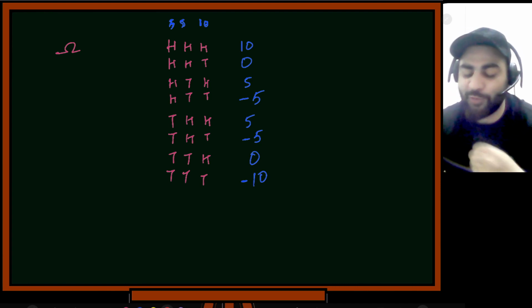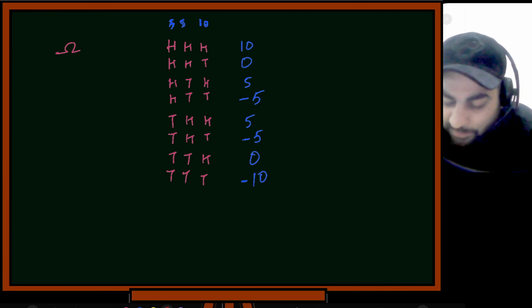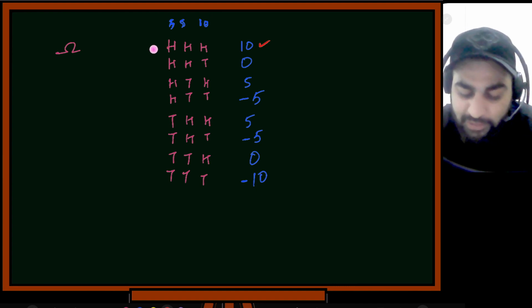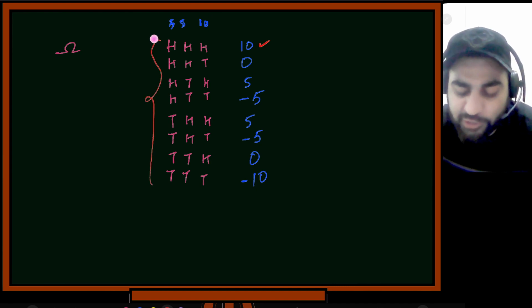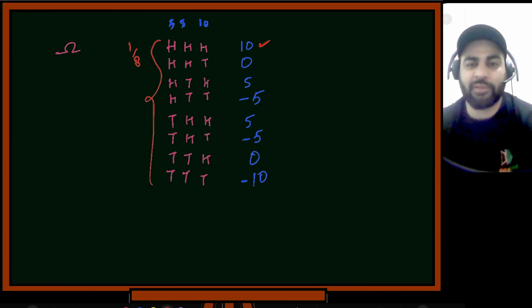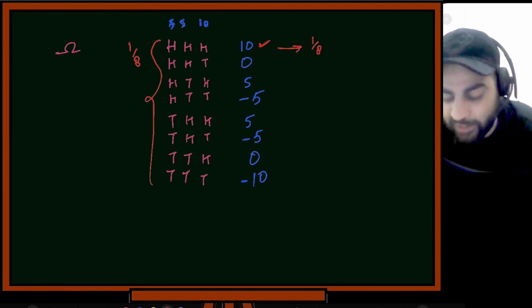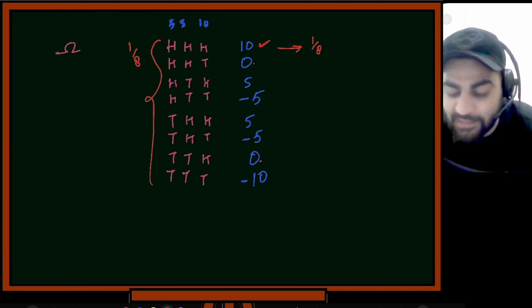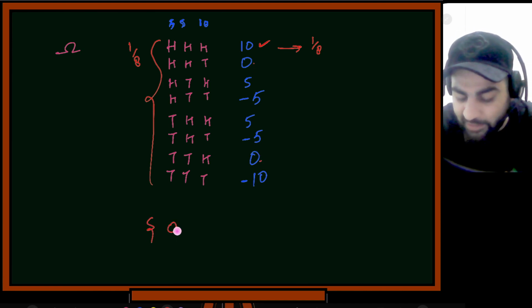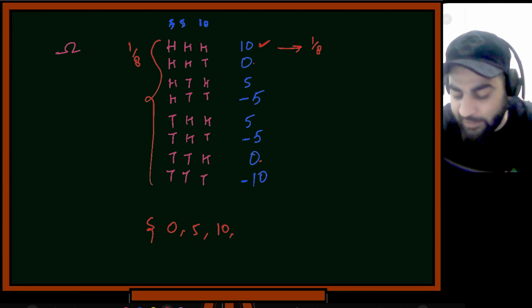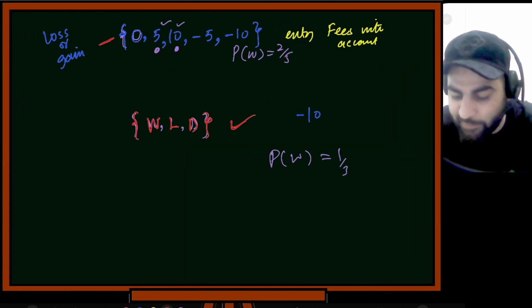Now you see that, now we can assign. This 10 appeared how many times? Because each of these is equally likely, each of them has 1 by 8 probability. So winning this 10 has 1 by 8 probability. The events possible we had are 0, 5, 10. What else was there? 0, 5, 10, -5 and -10.